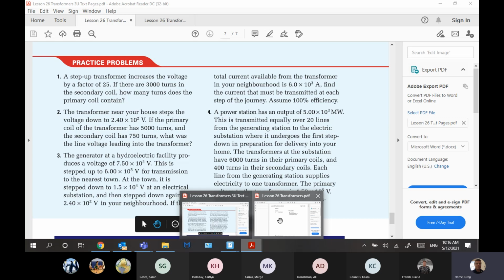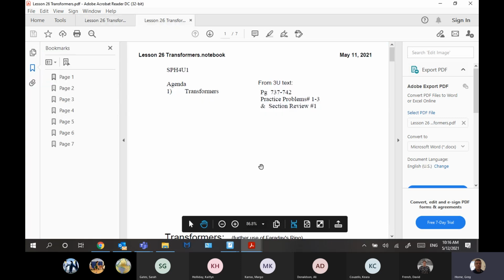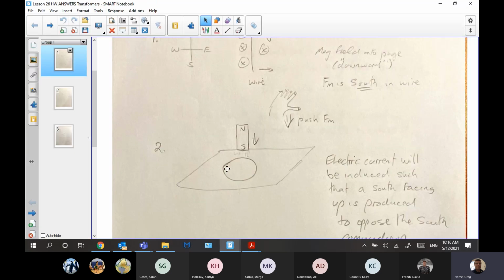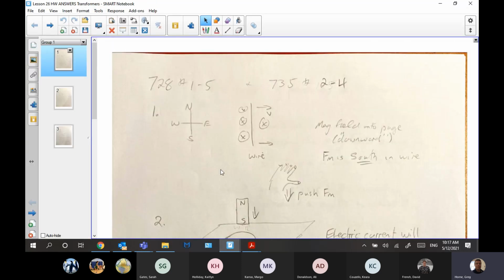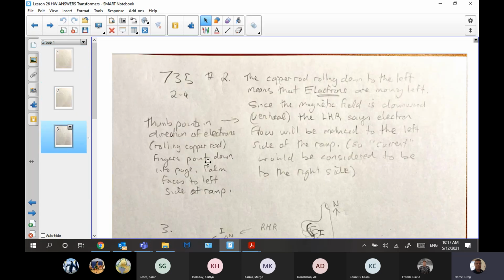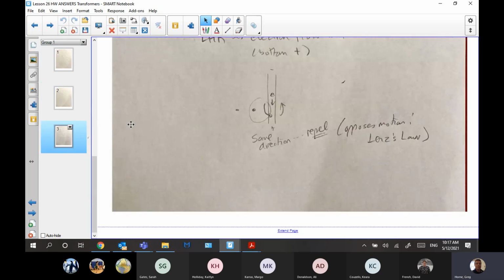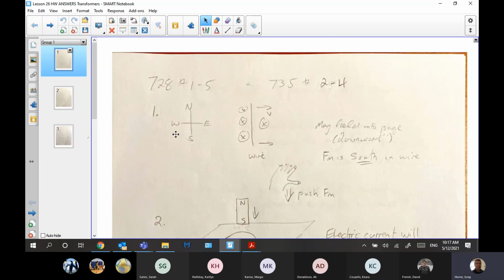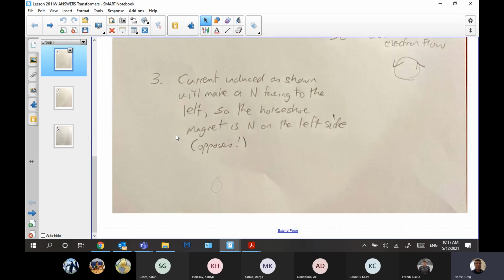So I remember answering this one, so it must be in here somewhere. That's the page that I want. I want the homework answers, which is in the notebook file. So that must be... I remember doing this, but this doesn't look right. This looks like the electromagnetic induction homework. Did I do something wrong with my saving somewhere?